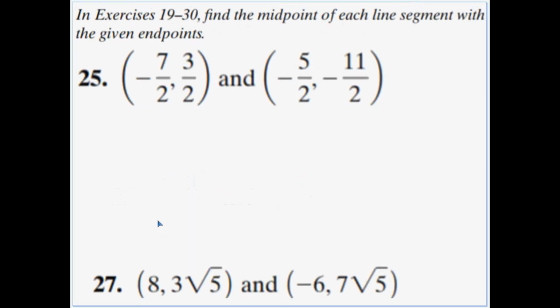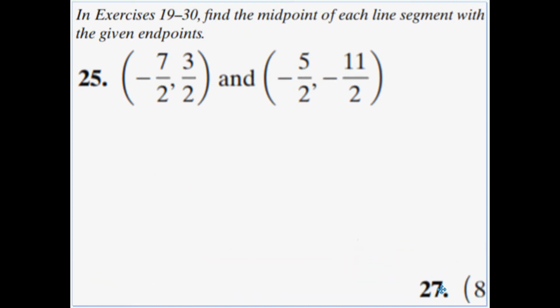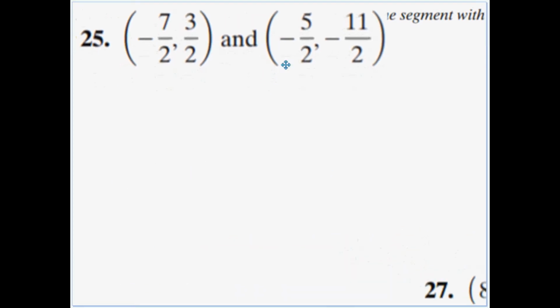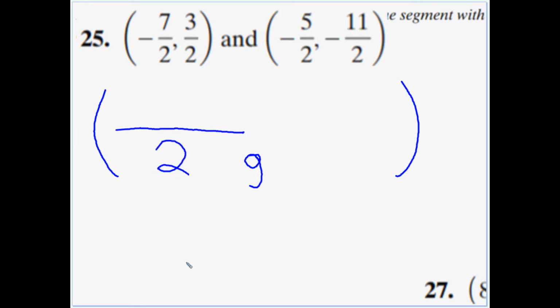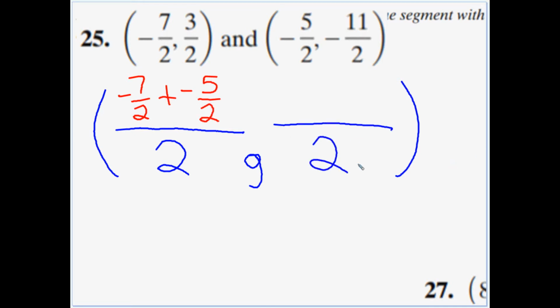We're going to do the same thing now for a midpoint. So pause the video, find these midpoints, and then check your answers. So let's see here. First, we're going to add the x's. My first x is negative 7/2, plus my next is negative 5/2. y values. 3/2 is my first y value, plus a negative 11/2.